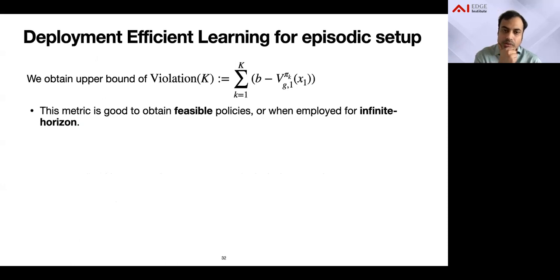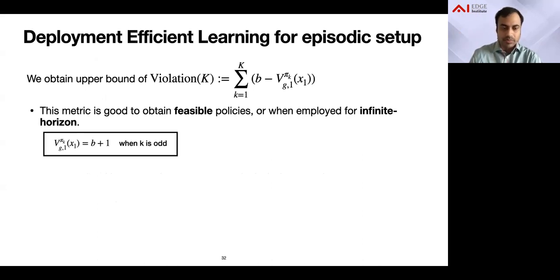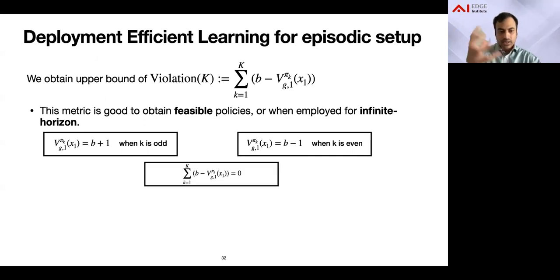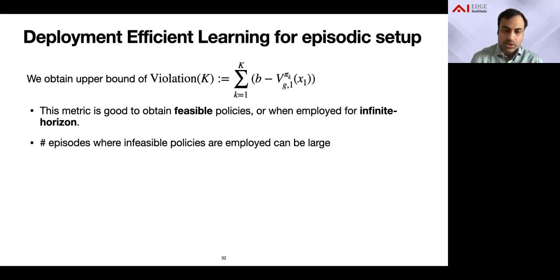So instead, I'm going to show you something probably more interesting, which is deployment efficient learning. The motivation here is that right now we have an upper bound of this violation term, B minus BJ1. Now you can see that there is some problem. Suppose you have a series of policies for which, when the episode index is odd, you are feasible, but when it is even, you are infeasible. You can somehow negate these two; if you're summing over them, you can get a 0 total violation. But you can see that the number of episodes where infeasible policies are employed can be large.